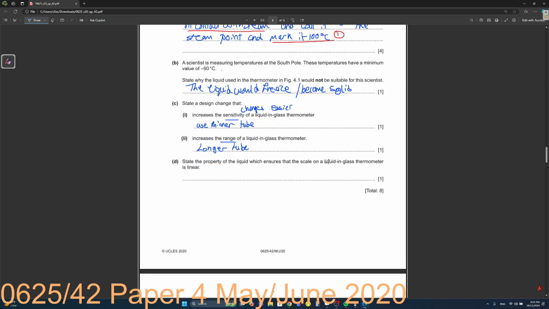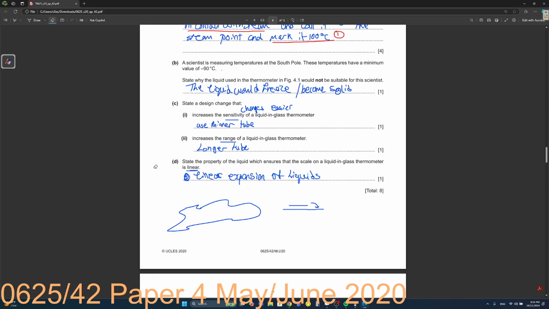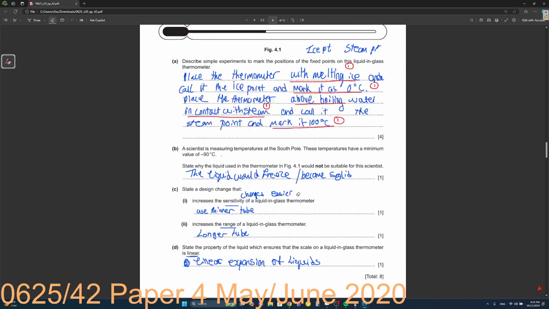State the property of the liquid which ensures that the scale is linear. We said that liquids expand, right? In a previous past paper, we said that the liquids expand. So it's actually the linear expansion. Since they said linear, you have to mention linear. Okay, the linear expansion of liquids. Because when we expand our liquid, it doesn't go like this. No, it goes like this, right? If it starts like this, it goes and becomes like this. It increases linearly. Okay? So that's question 4 done.